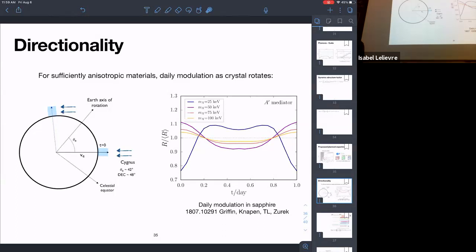Right, so if we're talking about a keV scale dark photon, the experiments I'm talking about could in principle, but the primary signal would be the dark photon is absorbed.